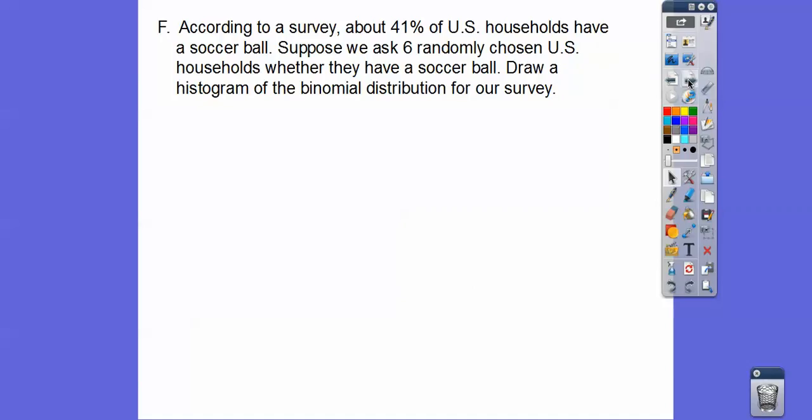So here we go. According to a survey, about 41% of U.S. households have a soccer ball. So this is p right here. So q is 1 minus this, so 59%. So suppose we ask 6 randomly chosen U.S. households whether they have a soccer ball. So we're going to draw a histogram of the binomial distribution. So we've got to find the probability of each event. Okay, so in this case, p is 41% or 0.41 and n is 6.